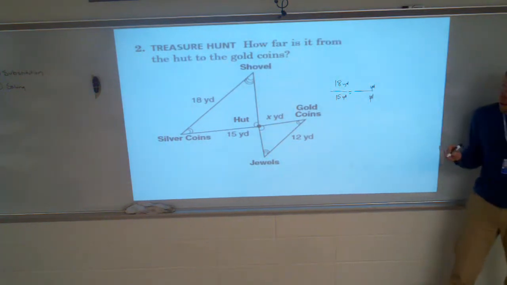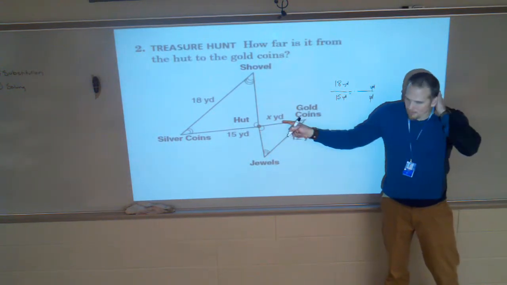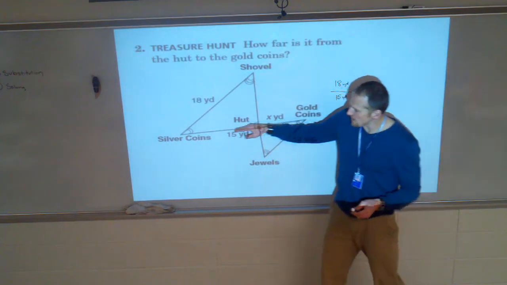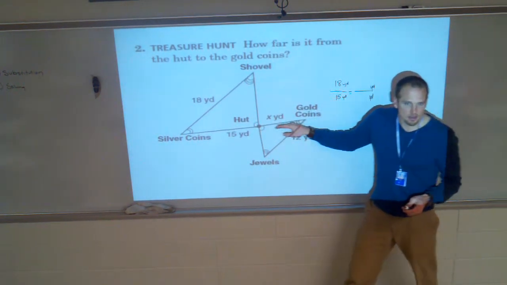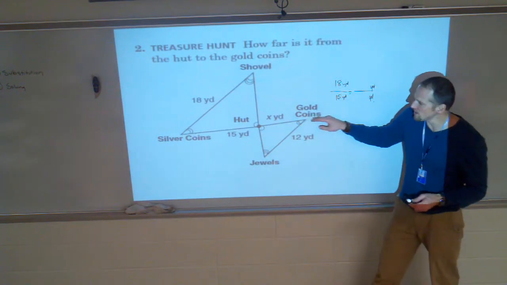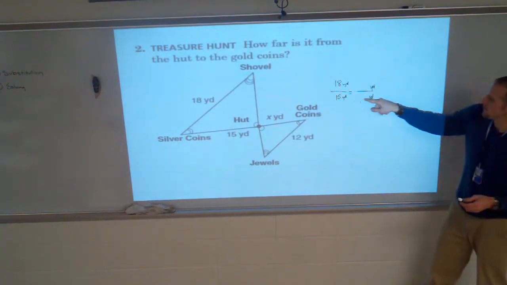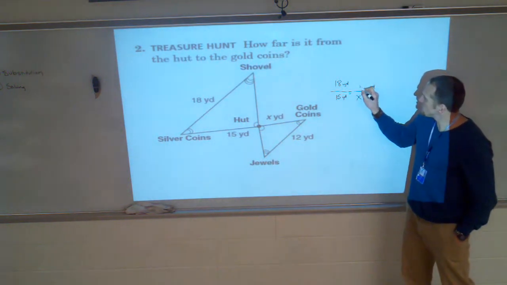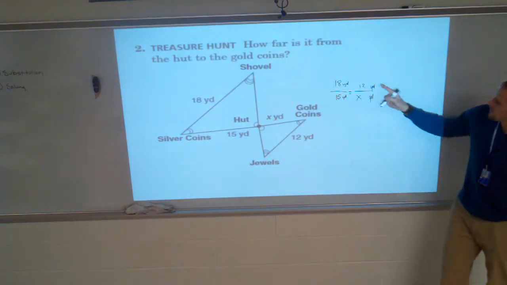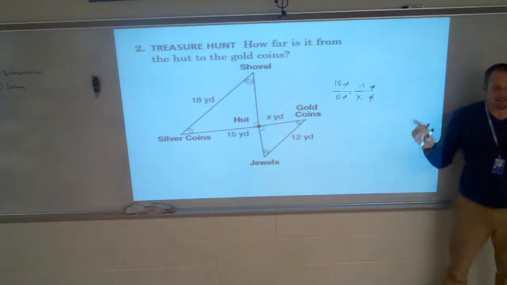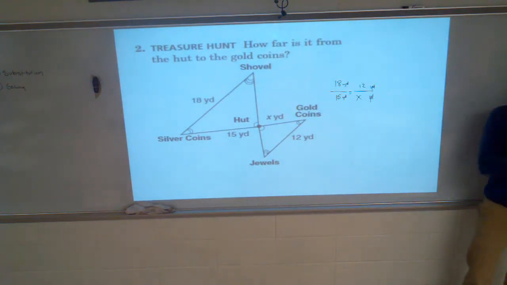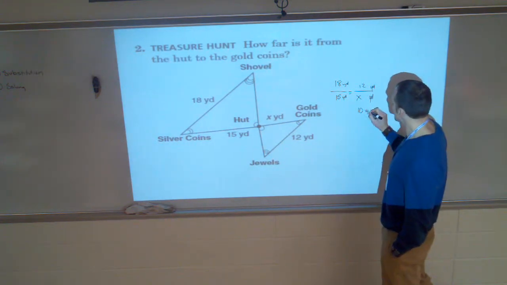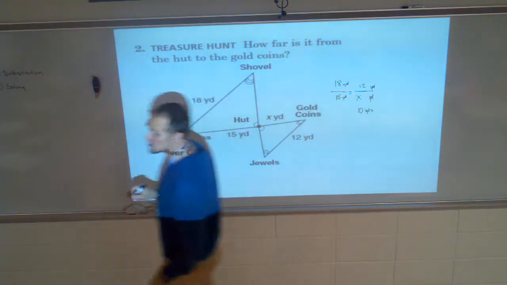All right. Now, I've got 2 more numbers over here. Once again, look at this. You see x and 15 are on the same line? You see that? x and 15 have to be on the same line here. This is a 12. 15 times 12 divided by 18. How far is it to the gold coins, Bailey? 10 yards. It is 10 yards to the gold coins.